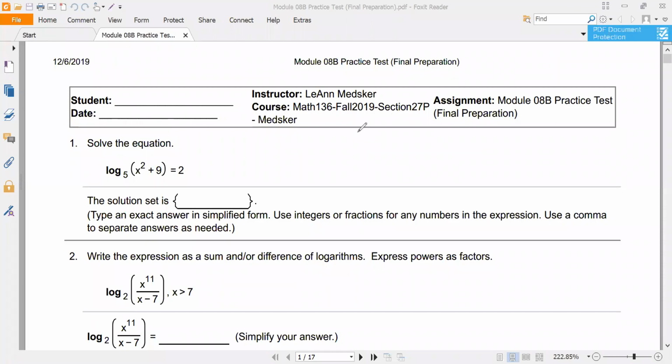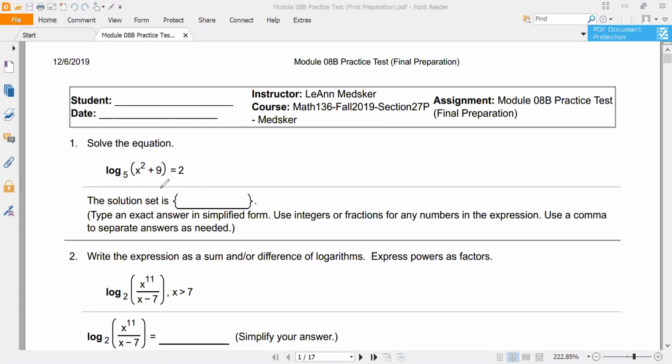Hello, this is the final exam practice test. I'm going to be making a four-part video series just like I did for the midterm, covering about 7 questions per video. So we're going to start off with example number 1, which says solve this log equation.